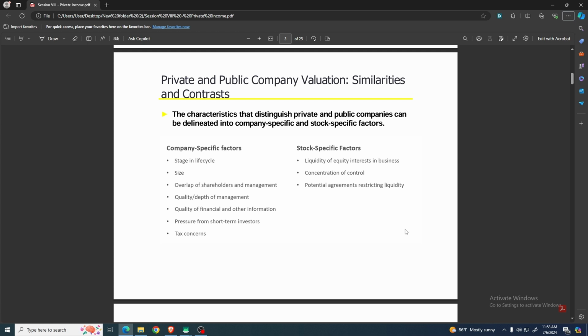And finally, we have potential agreements restricting liquidity. Private companies may have shareholder agreements that restrict the transferability of shares, impacting liquidity and valuation. For example, a family business might have agreements that prevent family members from selling their shares to outsiders, limiting liquidity and affecting the overall valuation. We see this a lot, particularly in private firms which have started their operations and come to a prominent stage, but from that point onwards, a lot of private companies do not reach their optimal potential market share wise because of certain practices that family oriented private companies tend to have.